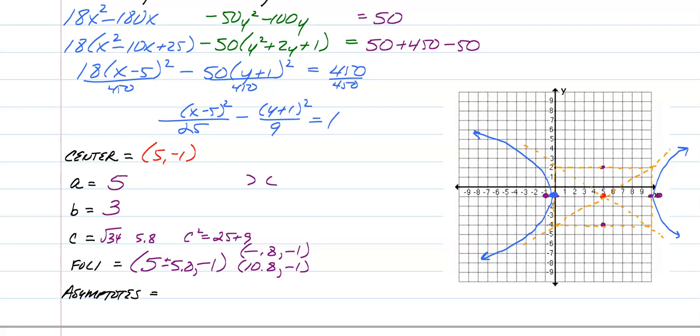Asymptotes. We're going to use the center. So we have y minus y1, which takes it to plus 1, equals our slope, but it's plus or minus slope because we have 2 of them. Our slope is up 3 and over 5, so our slope is 3/5. And then it's x minus our x1 coordinate of the center, which is x minus 5. That is just point slope form from Algebra 1. And that's it. We are done graphing the hyperbola.